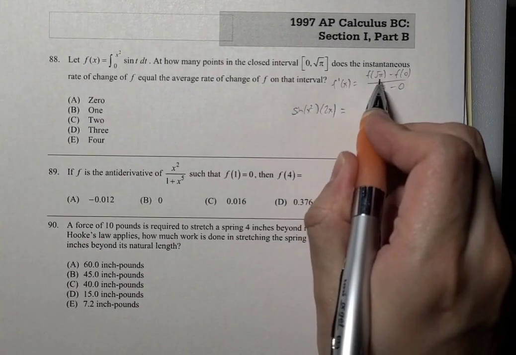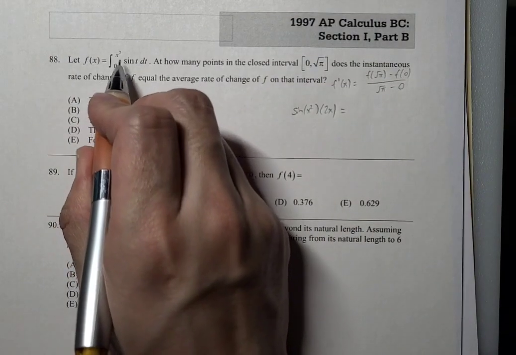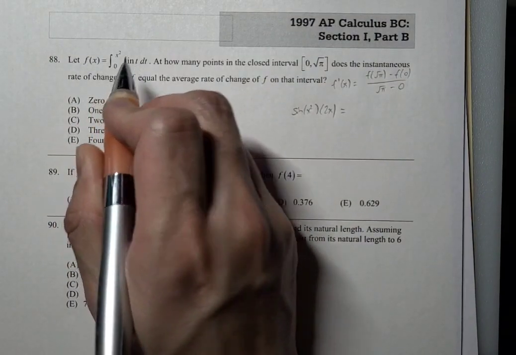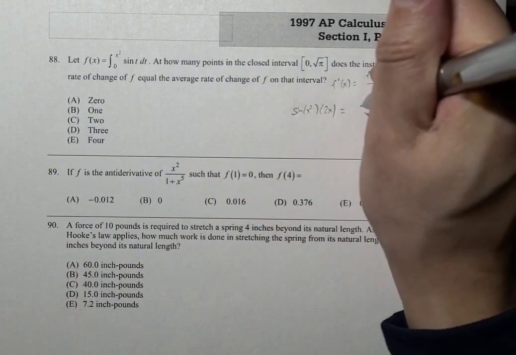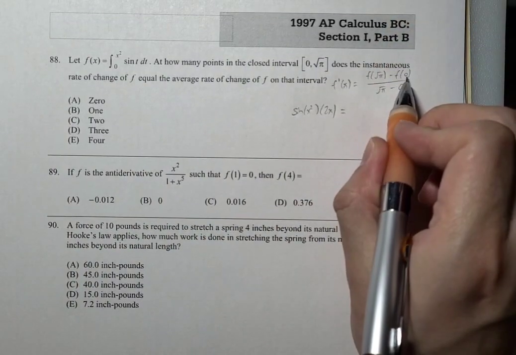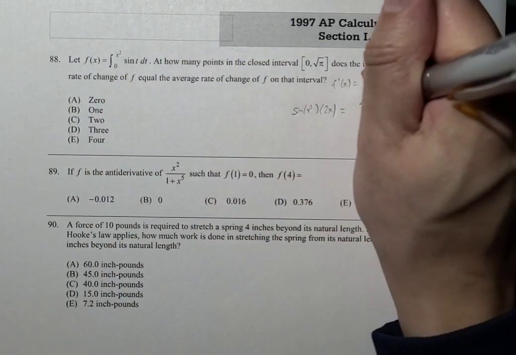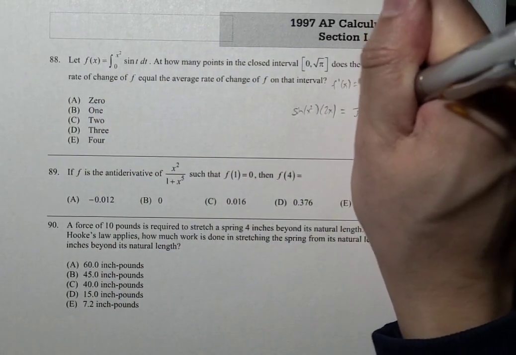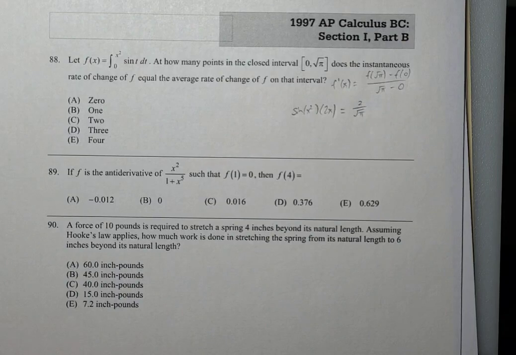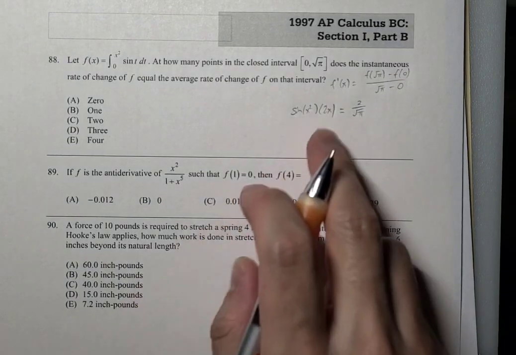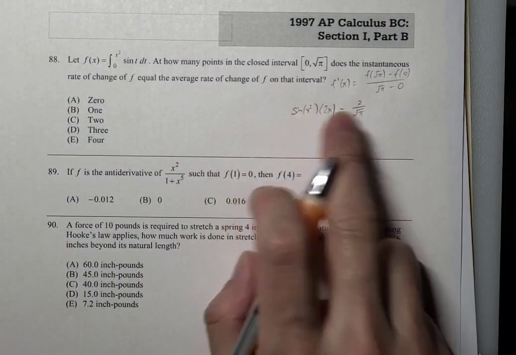Okay, so f of square root pi would be the integral from 0 to pi of sine of t dt. Technically, you could do it by hand, but by calculator, you should get 2. When f is 0, the integral from 0 to 0, that's no area, so that's 0. So it'll be 2 over root pi. Okay, so we want to set these equal to each other.